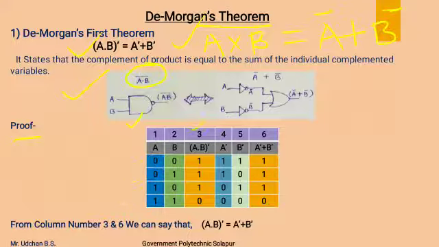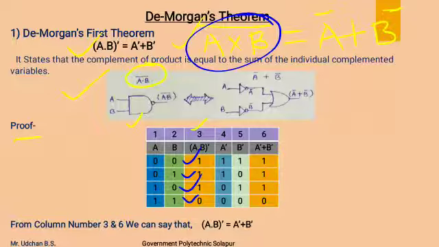Now in the third column we have written the values for (A into B) complement, that is the expression of a NAND gate, that is 0 into 0 will give you 1, 0 into 1 will give you 1, 1 into 0 will give you 1, 1 into 1 will give you 0. How these values came, we have seen during the truth table of NAND gate.